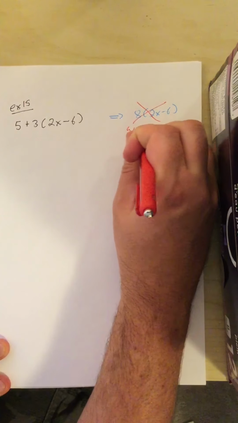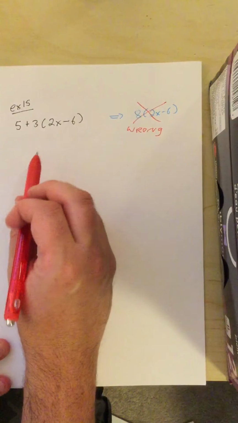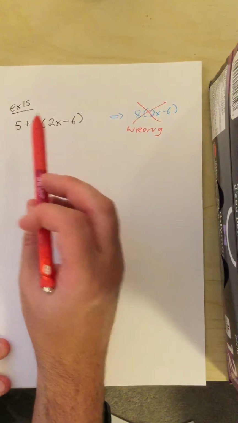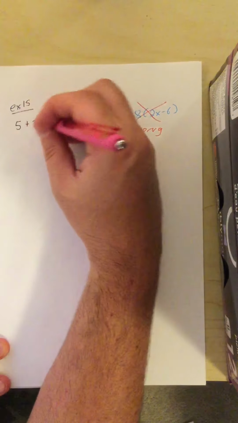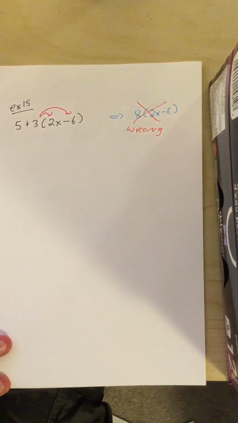Wrong. And why is it wrong? It's wrong because of BEDMAS. So the 3 is multiplied, and multiplication comes before addition. So you have to do the multiplication first, and you have to save the addition for last. So what we're going to do for example 15 is we're going to multiply the 3 in.